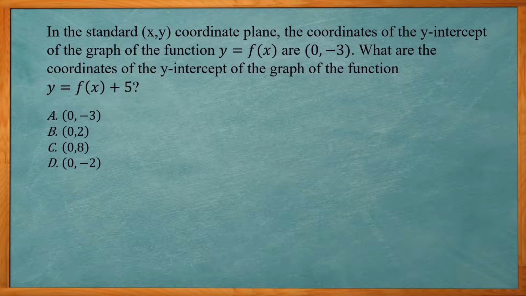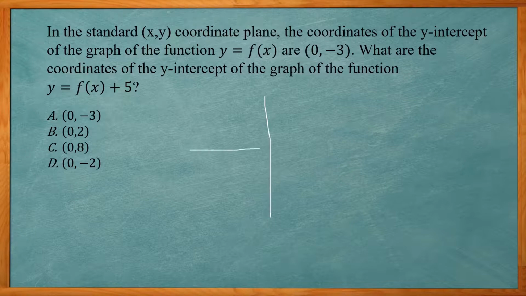And this one reads, in a standard xy coordinate plane, the coordinates of the y-intercept of the graph of the function y equals f of x are 0, negative 3. What are the coordinates of the y-intercept of the graph of the function y equals f of x plus 5? Okay, so we know when we just add 5 to the function, that's going to shift the graph up by 5.